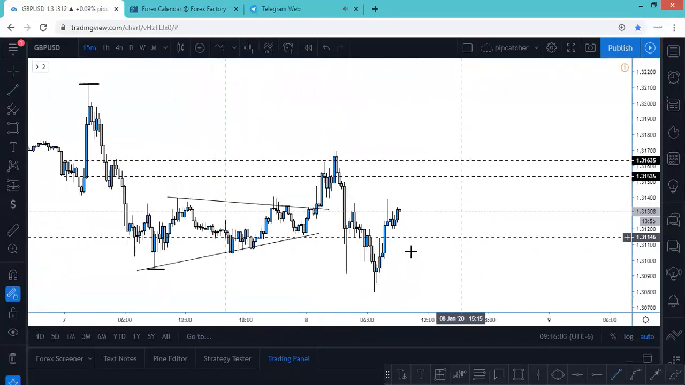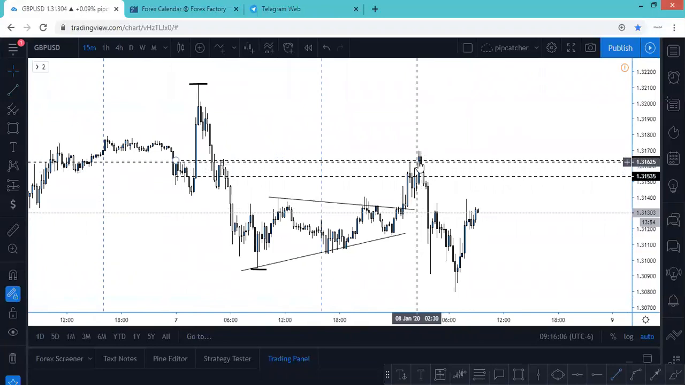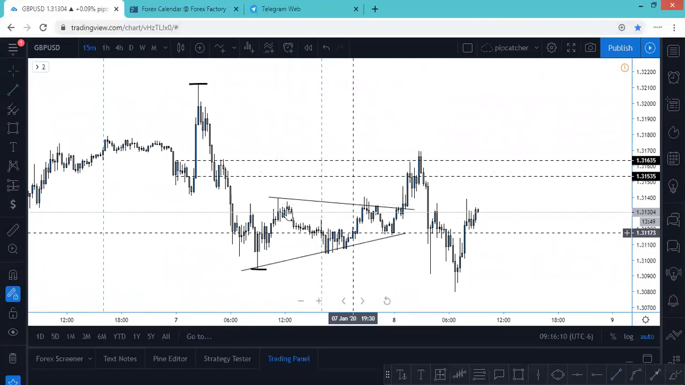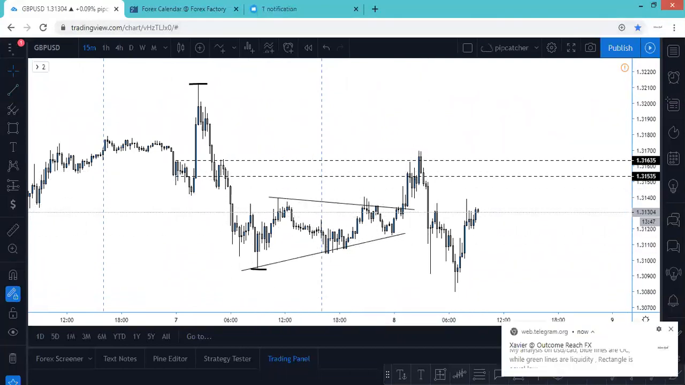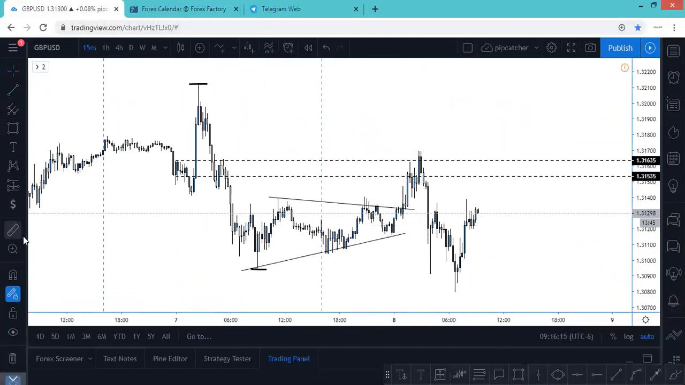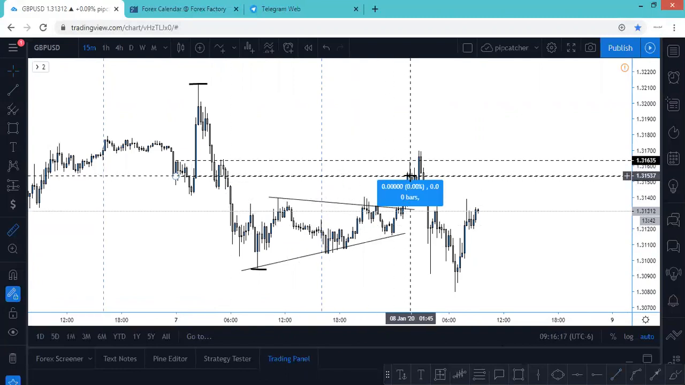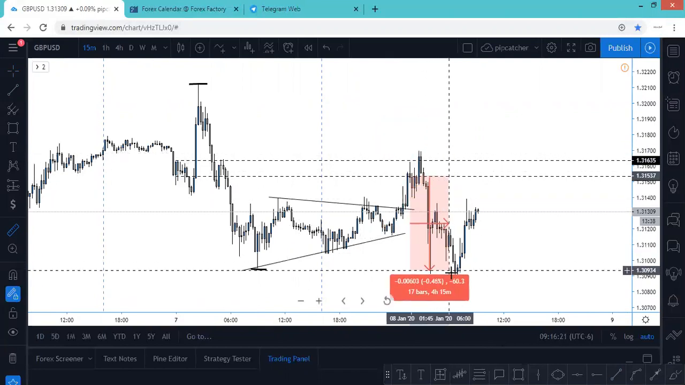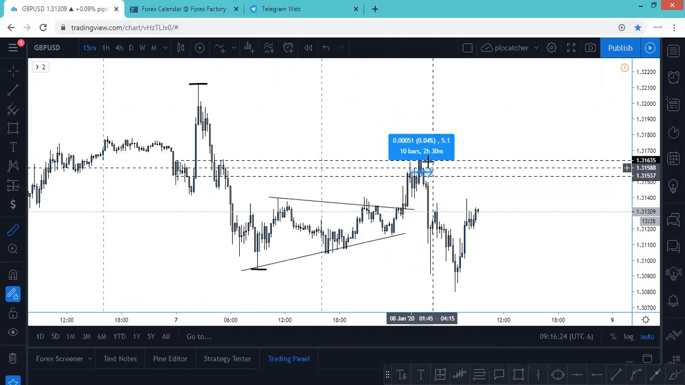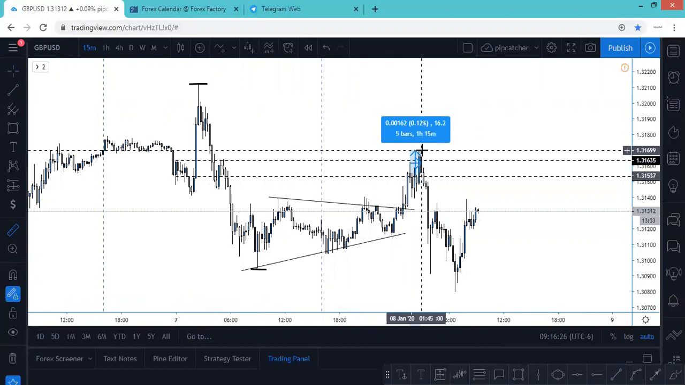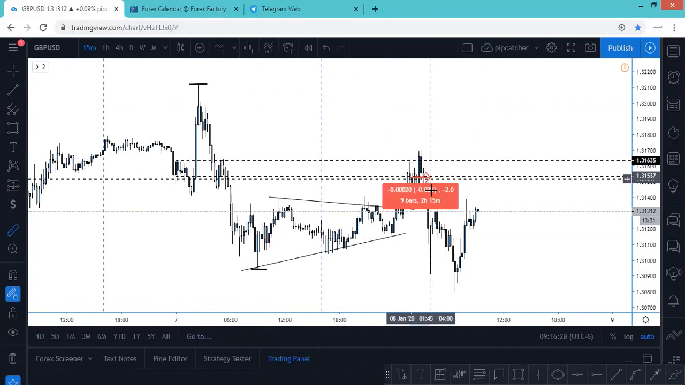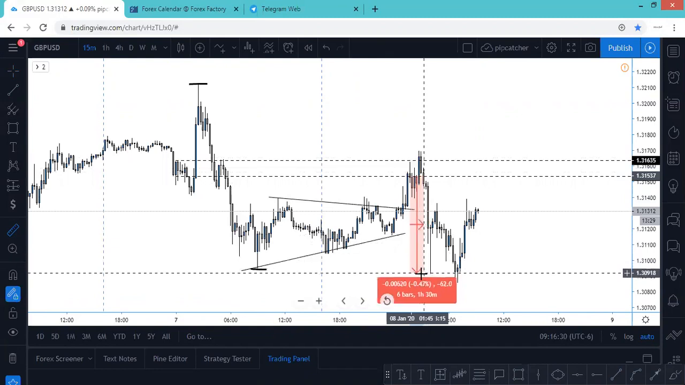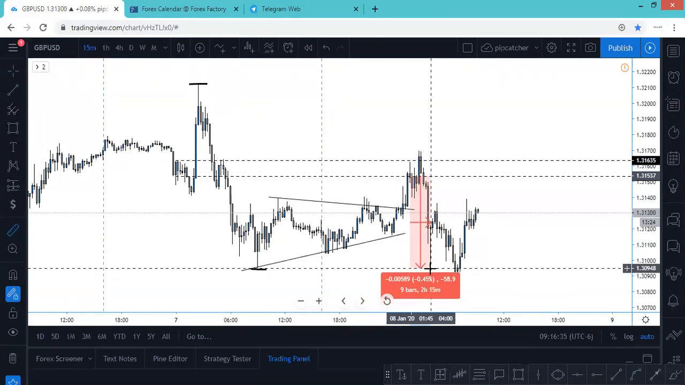And then it rejected cleanly off of the 4 hour 50% area, with just a little bit of drawdown from the open. Nothing too extreme, about 15 to 16 pips of drawdown for 62 pips straight of profit in 2 hours.